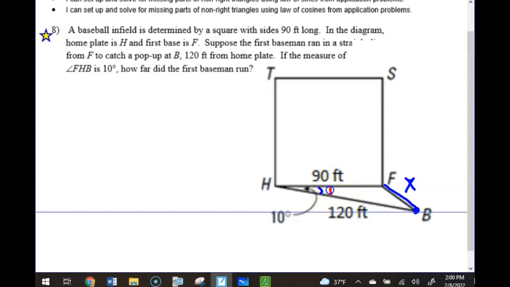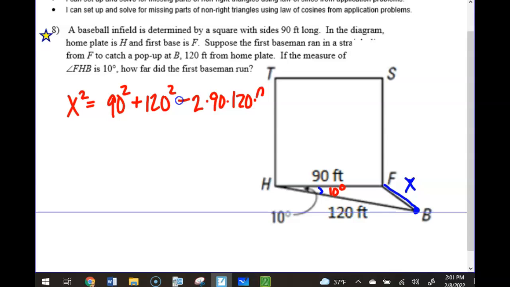Yeah, I know a 10-degree angle in here, but I don't know anything across from it, right? And I don't know any of the other angles inside the triangle. So I do have to do law of cosines. I will have x squared equals 90 squared plus 120 squared minus 2 times 90 times 120 times the cosine of 10 degrees.